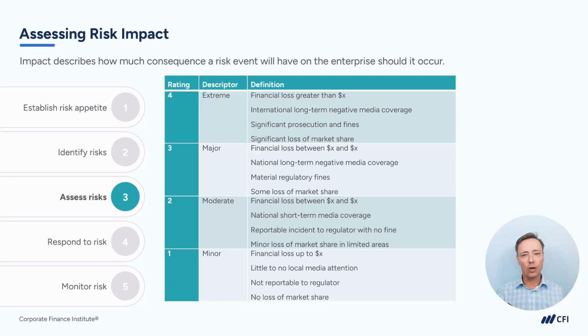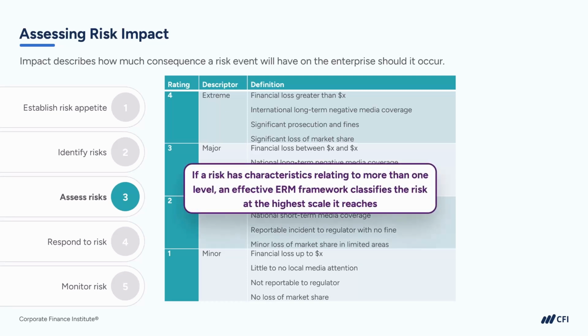Under the definition column, we can see the various types of financial and non-financial impacts risky events can have on the bank. These could be financial losses. They could generate negative media attention, harming the reputation of the bank. They could mean that the bank is reported to the local regulator, or they could result in the bank losing market share. What would we do if a risk has characteristics relating to more than one level? Well, an effective ERM framework will classify the risk in the highest scale it reaches.